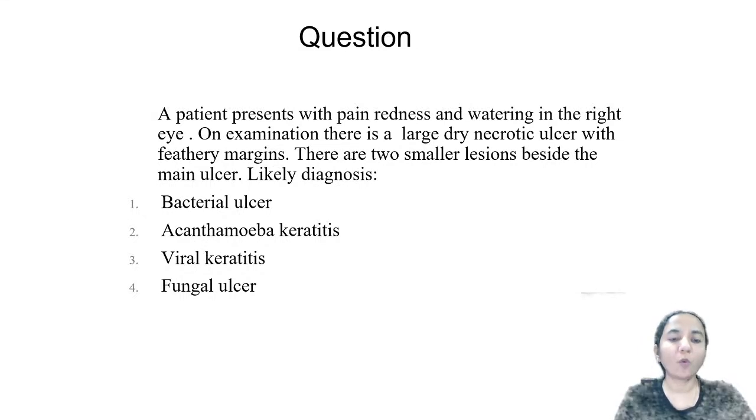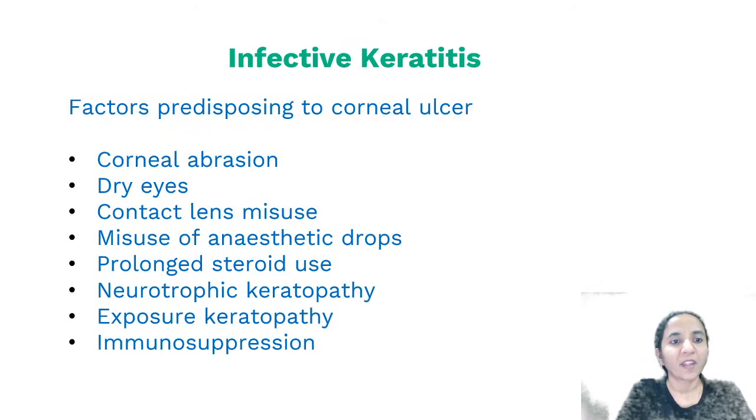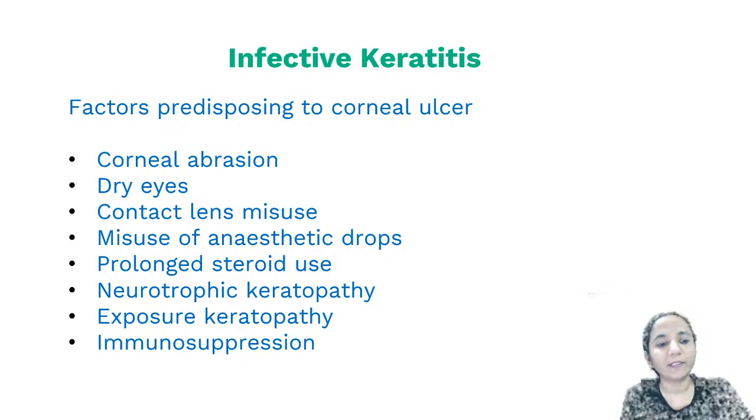So let us see what is corneal ulcer or infective keratitis. The first thing we need to understand is what are the factors which predispose to the formation of a corneal ulcer. Now see, when we talk about corneal ulcers, you realize that infection of the conjunctiva, that's conjunctivitis, viral conjunctivitis, bacterial conjunctivitis, these things are pretty common. Many of us have experienced this in our lifetime, but thankfully corneal ulcers or corneal infections are not so common.